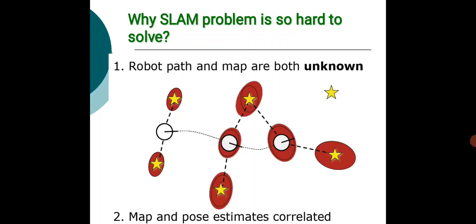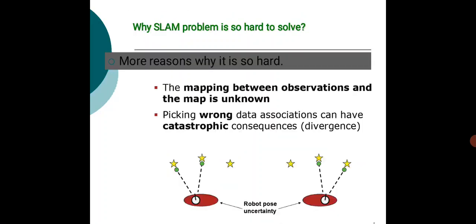Why is the SLAM problem so hard to solve? We don't know the path, we don't know the map, so both are unknown for the robot. And most of the map and the pose estimates are correlated. And the mapping between observations and the map is unknown. And picking wrong data associations can have divergent, catastrophic consequences.